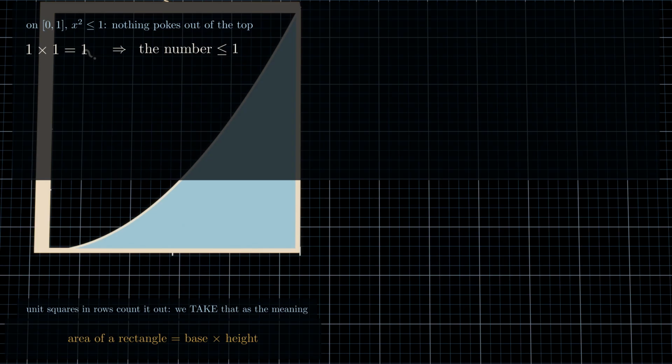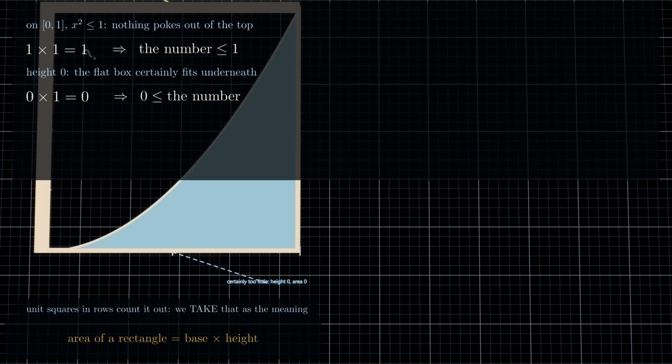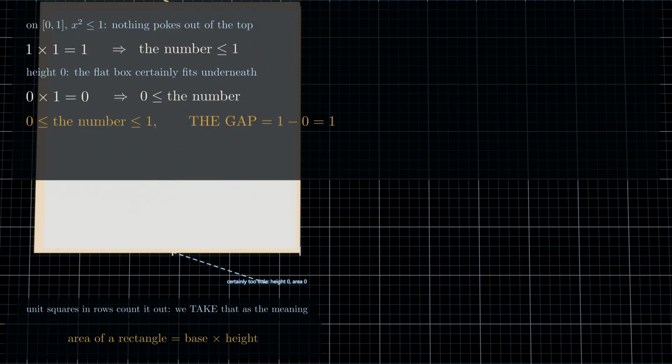Now the other way. Same base, height 0, the lowest the curve gets. That flat rectangle certainly fits underneath. Area 1 times 0, 0. So the number cannot be less than 0. Trapped between 0 and 1. Proved, and almost useless, because the gap is enormous. But the shape of that statement is the whole video. We have trapped the answer between something certainly too small and something certainly too big, and all that is left is to close the trap.